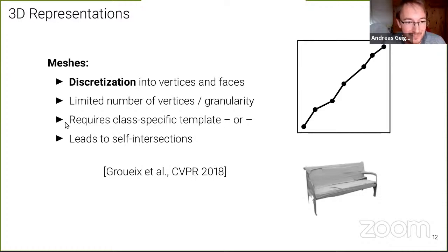And what is more with meshes, they are actually a very difficult representation to be predicted with a neural network, because they either require a class-specific template, like a human face or a human body that is deformed, or they are patch-based. So the neural network predicts a set of patches that are not necessarily watertight or lead to self-intersections, as with these results here from AtlasNet. So meshes are just very difficult to predict using neural networks.